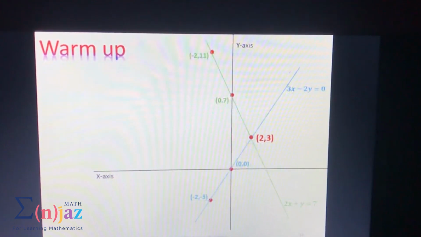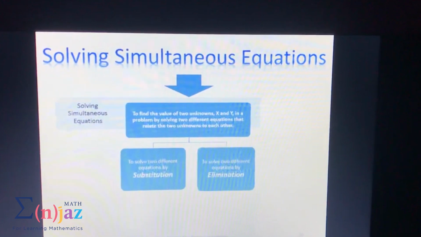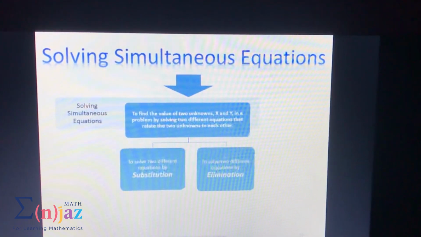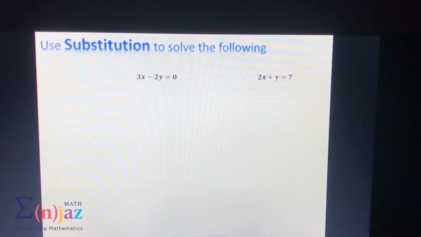Now, that's how we solve simultaneous equations graphically. But we're going to learn today how to solve simultaneous equations algebraically. We have two methods, substitution or elimination. Let's start with the substitution method. And I'm going to use the exact same equations that we solved graphically.